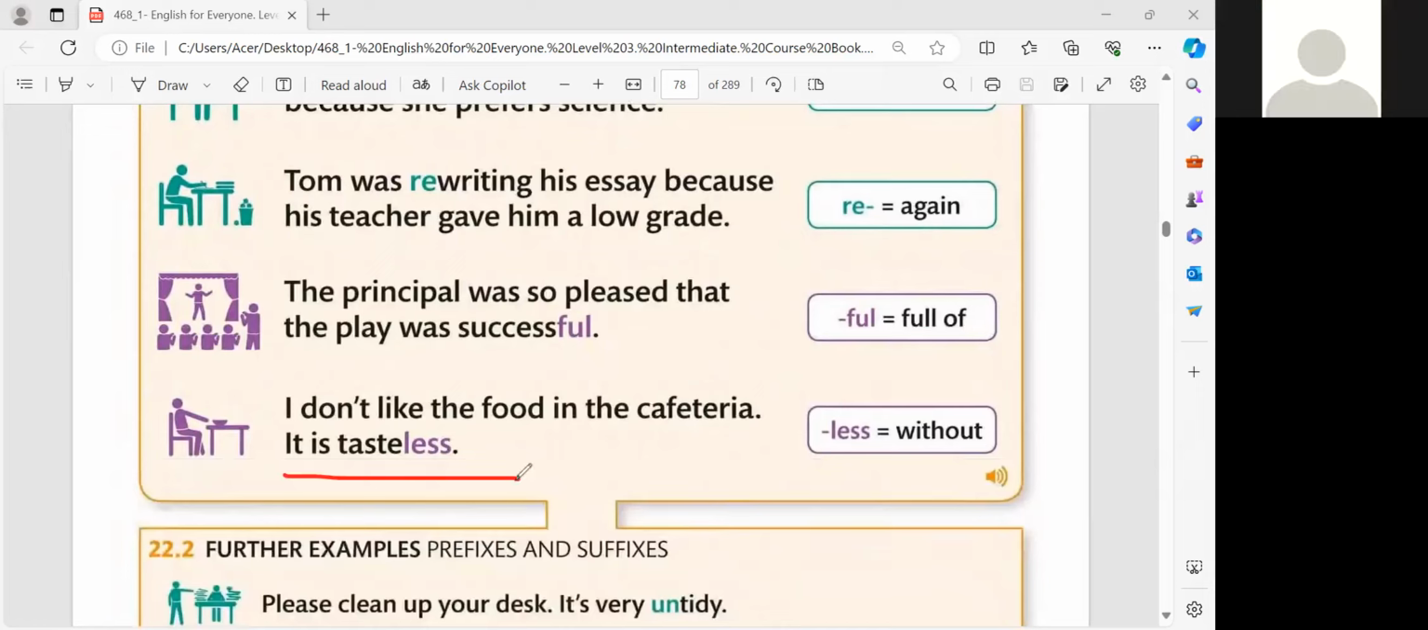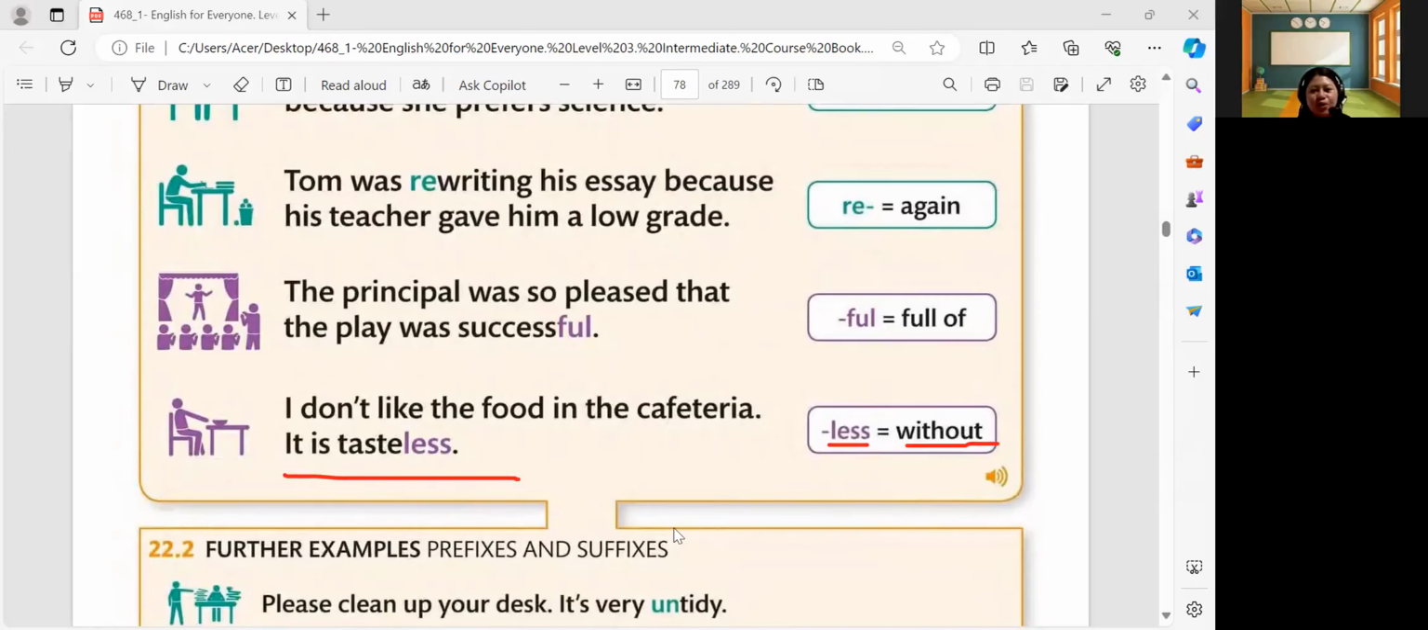I don't like the food in the cafeteria. It is tasteless. So the word "less" here means without.